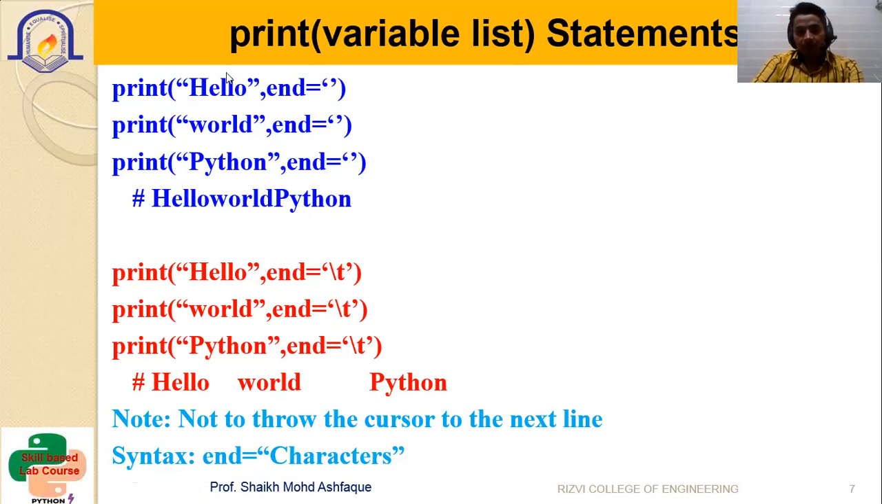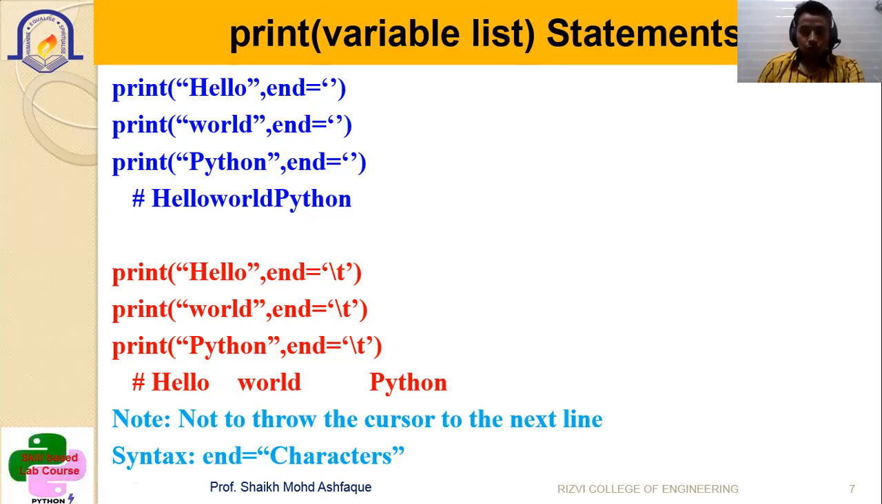So the first print, hello, will be printed, after that the cursor will remain on the same line. The world will be printed, after that the cursor will remain on the same line, and then python will be printed, and the cursor will remain on the same line. But suppose inside the end you have used a slash n, then the cursor will move to the next line. Or if you do not write the end, then once again the cursor will move to the next line. So make sure that whenever you want to stop a cursor on the same line, the end is to be used.